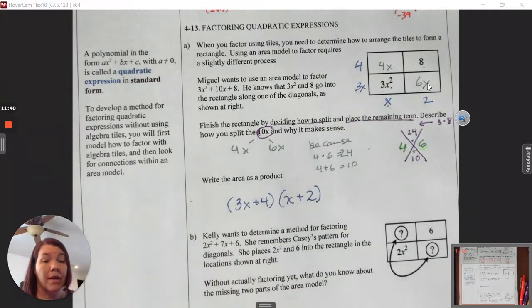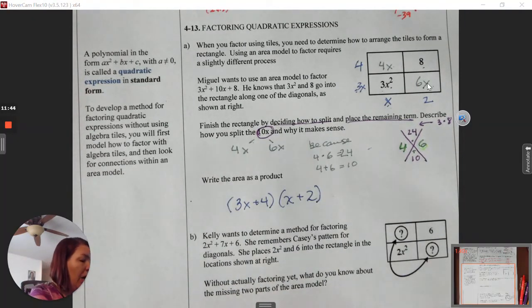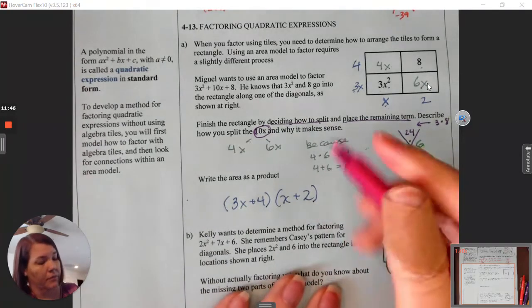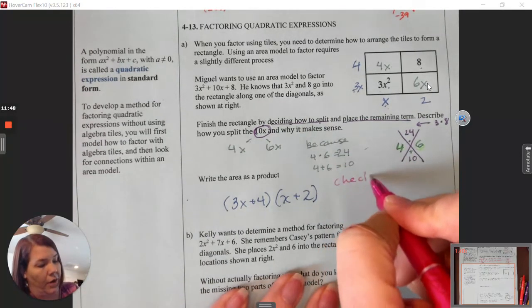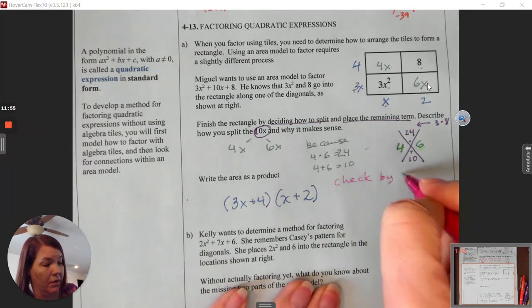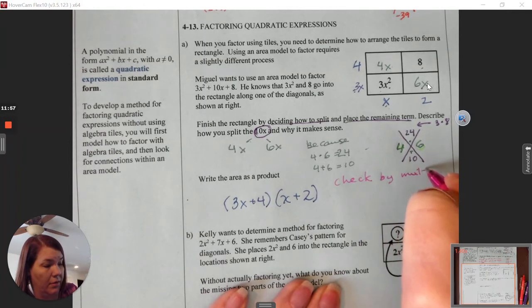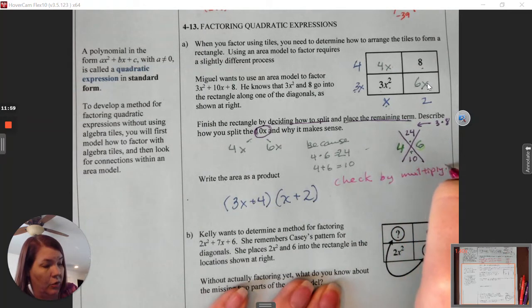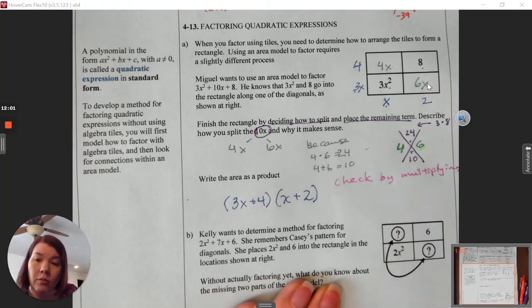Now, I'm going to check to see if I'm right. It doesn't tell me to do that, but I'm going to do it. I want to be sure I'm right. So to check if I am right, it's really very easy. I'm just going to multiply, right? Which we are good at, most of us, without a box.